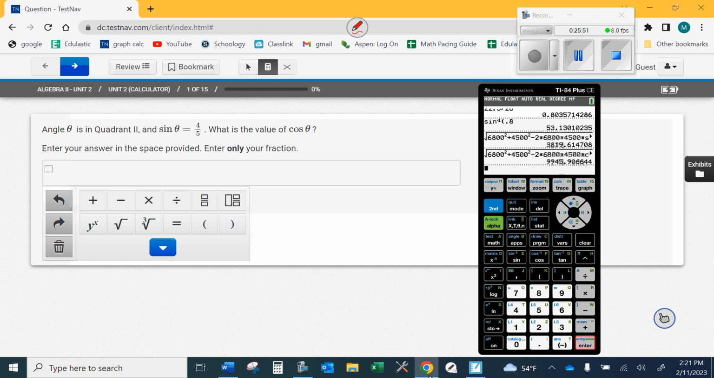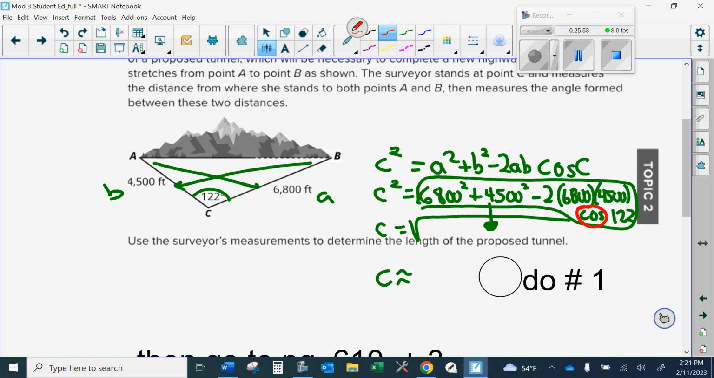So 9945.9, that makes sense. 9945.9 feet. Notice that's now the longest right there. 9945.9, significantly longer than the 6800 and 4500, but that's also because it's the largest angle. That's why I knew I made an error somewhere. I thought I typed all those numbers in right, but boom, I used sine instead of cosine. We just got done doing the law of sines. Now we're in the law of cosines. You've got to use that.